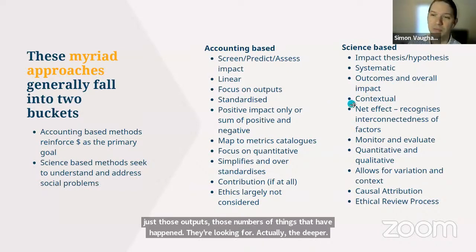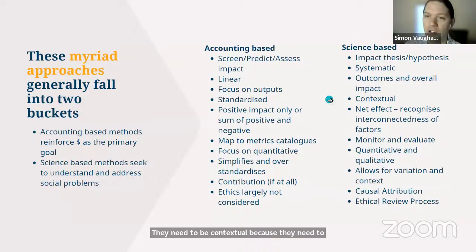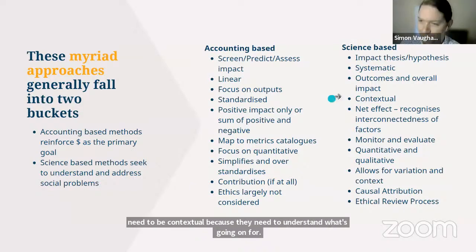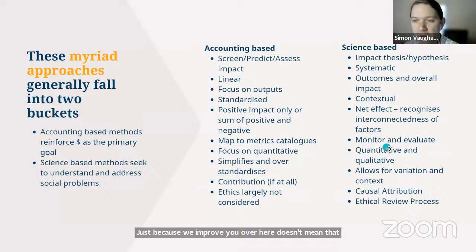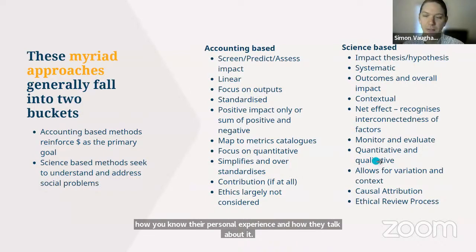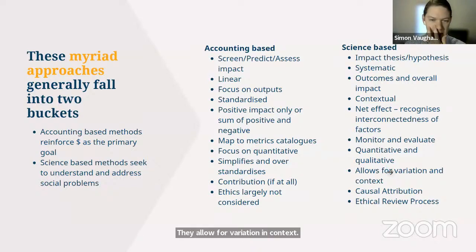They need to be contextual because they need to understand what's going on for the specific people involved. They're looking at the net effect, so recognizing there's an interconnectedness of factors, and that just because we improve you over here doesn't mean that you're going up everywhere. You might also be going down over here. They're about monitoring and evaluating. They consider not just the numbers, the quantitative, but also the qualitative. So we might ask people open feedback questions, take into account their personal experience and how they talk about it. They allow for variation in context, so there's not that focus on over-standardization.